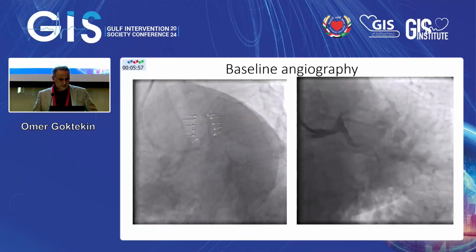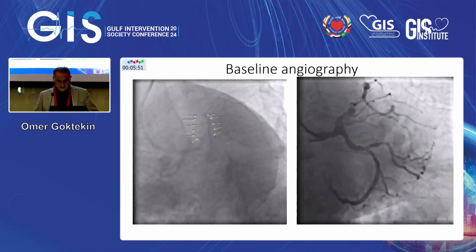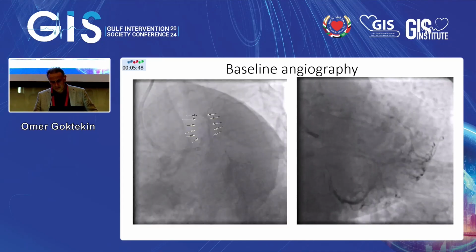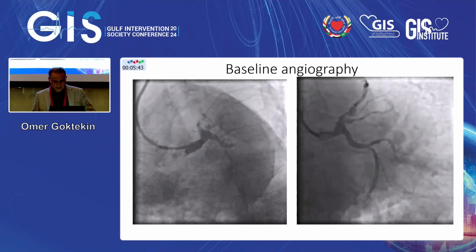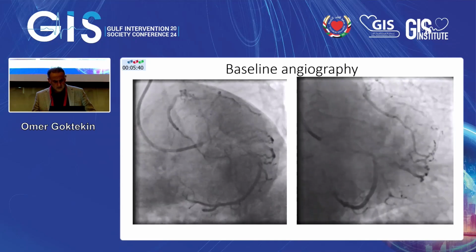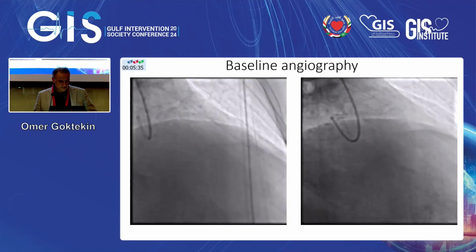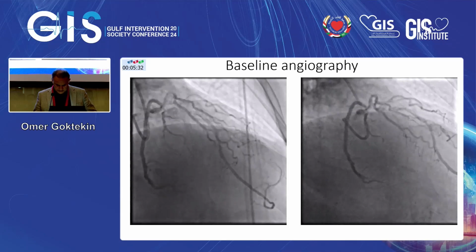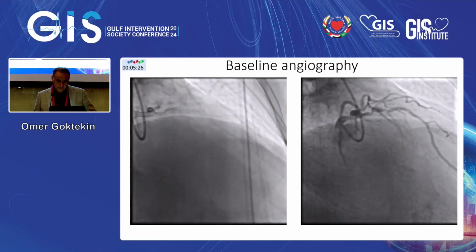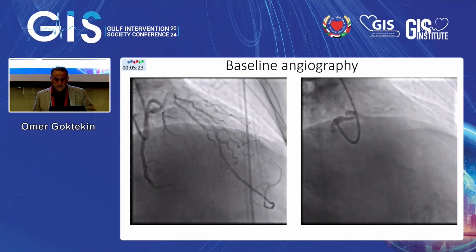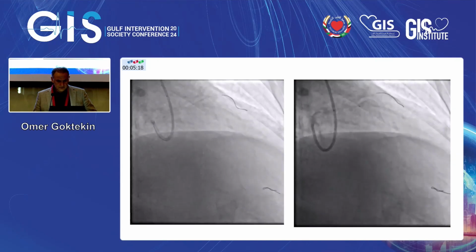So the last case, 54 years old. He has class 2 angina, smoker, diabetes. We have a left main plaque, but the left main plaque wasn't significant. We have enough lumen. We didn't put any stent in the left main, but we treated the proximal LAD. It was a very short and calcified lesion. And for this kind of patient, as my colleague Ahmet Vakar said, good preparation and modification is very important. Maybe a scoring balloon or cutting balloon may help. 3.0 by 20 balloon first.